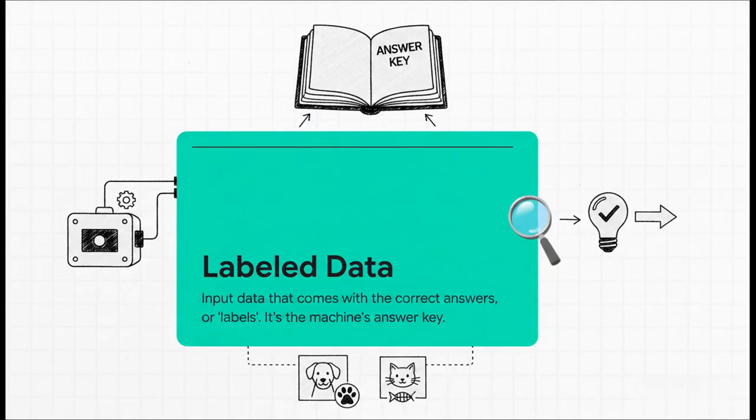So what's the secret sauce here? What makes supervised learning, well, supervised? It all boils down to something called labeled data. And honestly, the best way to think about it is like giving the machine a study guide, with the answer key in the back. You're not just throwing problems at it, you're giving it the problem and the correct answer, that label right there with it.